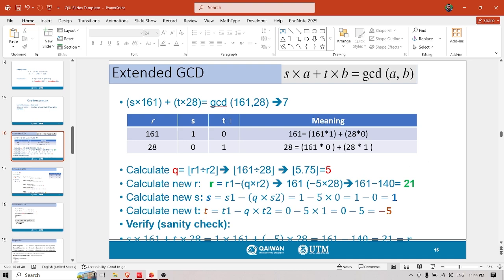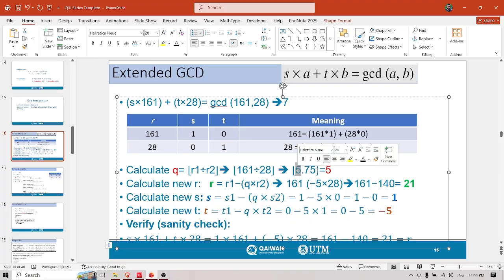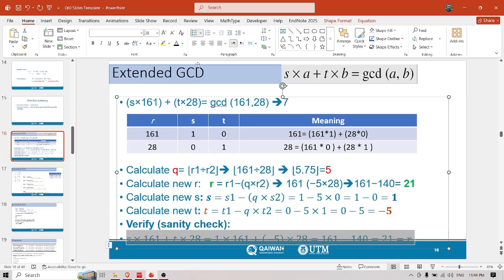Anytime you want to use this technique, first of all, you need to calculate the Q. How to get the Q? We will have R1 divided by R2, or 161 divided by 28, and we will get a number, of course, 5.75. This is the number. However, we will neglect the fraction because it is in these type of brackets, and this means that we will only take the whole number. Now we have a Q of 5. You may ask me, why do you need Q? I will answer you in a few seconds.